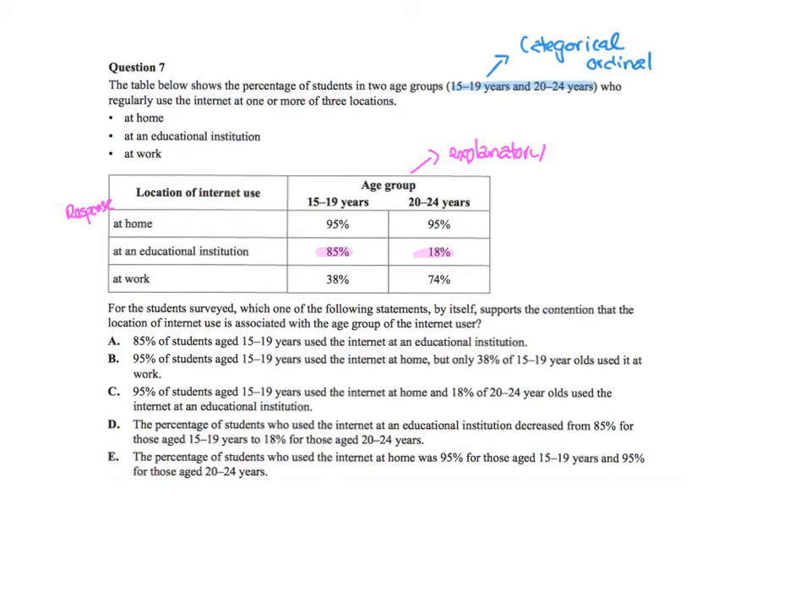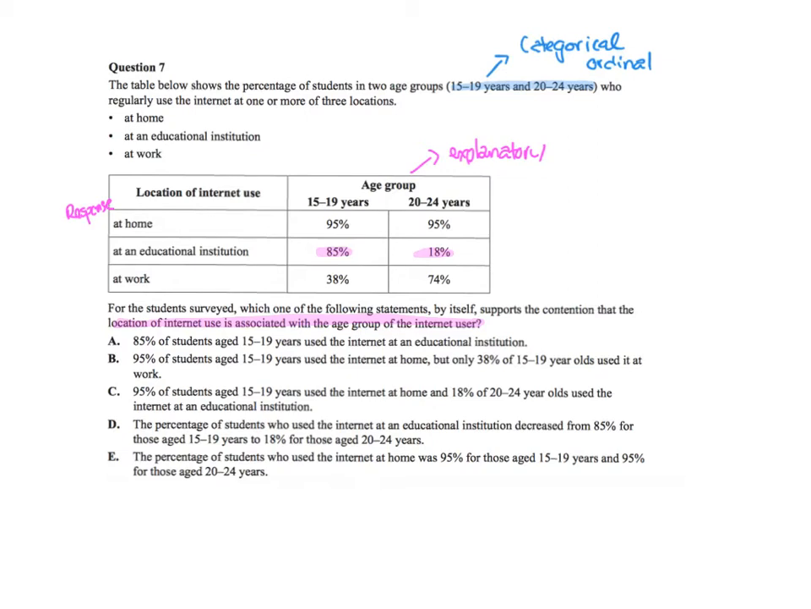For the student surveys, which of the following statements by itself supports the contention that the location of internet use is associated with age group? So it's the one I just highlighted, isn't it? Because that's showing there's an association because there's a major difference there. So we look for that and they need to compare that. So 85% of the students, now we're looking for a good statement, of the students aged 15 to 19 years use the internet at the education institution. That's not a good one because it's not telling me the other one. You have to compare both. You have to say what the difference is. So can we find that one?